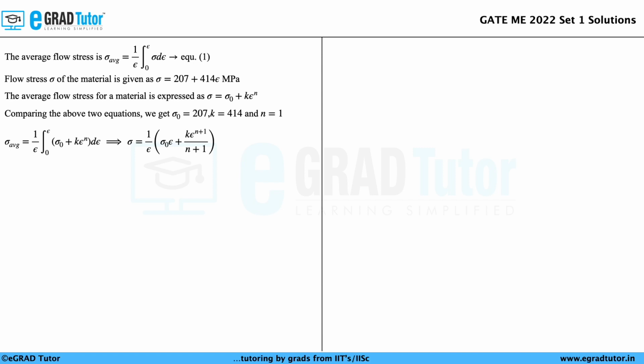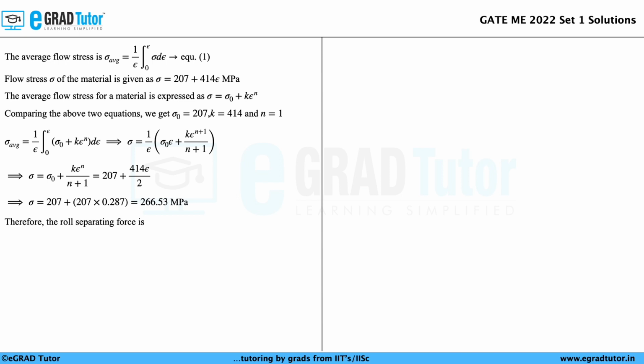Simplifying that will give us sigma bar equal to 1 by epsilon into sigma naught epsilon plus k epsilon power n plus 1 by n plus 1. Now we have sigma bar equal to sigma naught plus k epsilon power n by n plus 1. Sigma bar is equal to 207 plus 207 into 0.287, which is the strain experienced by the workpiece. We get the flow stress as sigma bar equal to 266.53 megapascals.